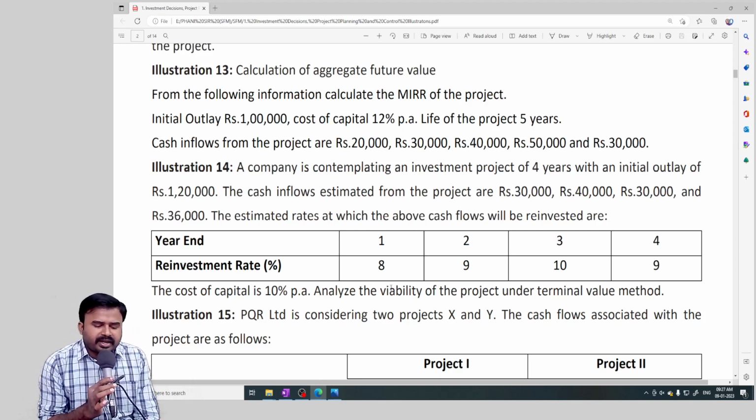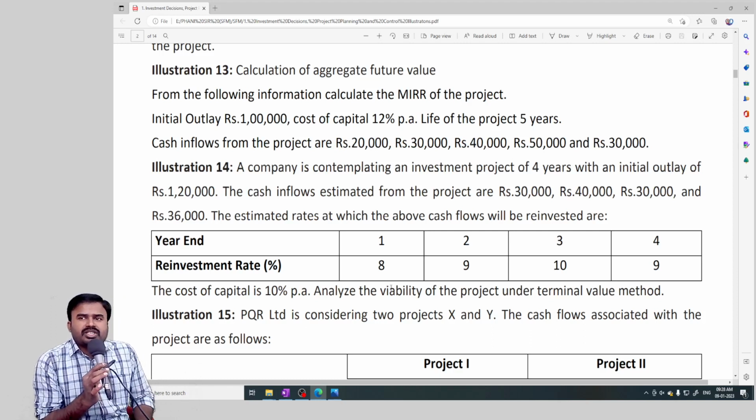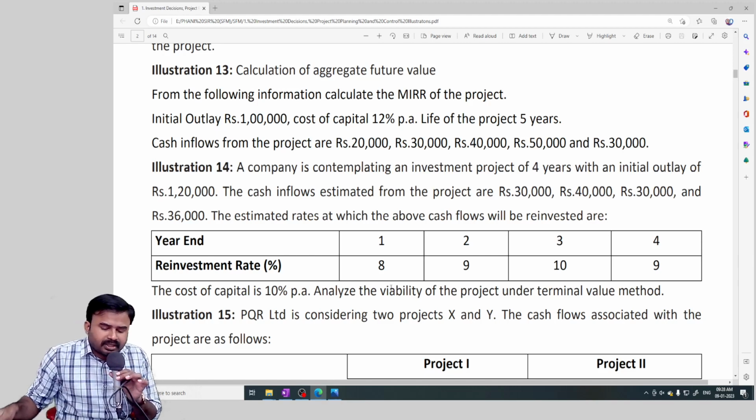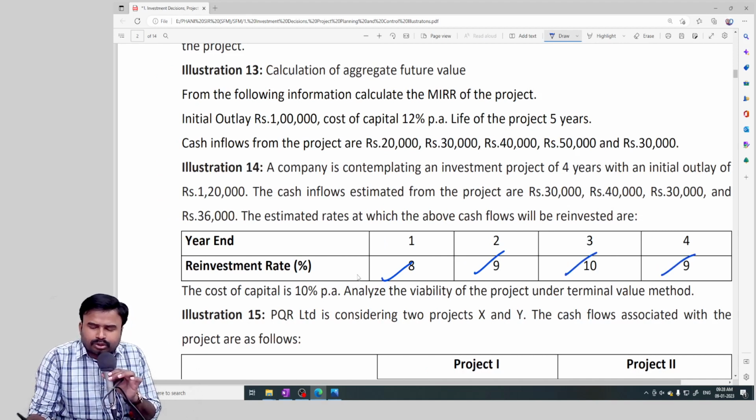The estimated rates at which the above cash flows will be reinvested are... See here, the reinvestment rate is not one rate. It is different rates for different years' cash flows reinvestment. The first year ending inflow should be reinvested at 8% rate, and the second year ending inflow should be reinvested at 9% rate, and third year 10%, fourth year 9%.